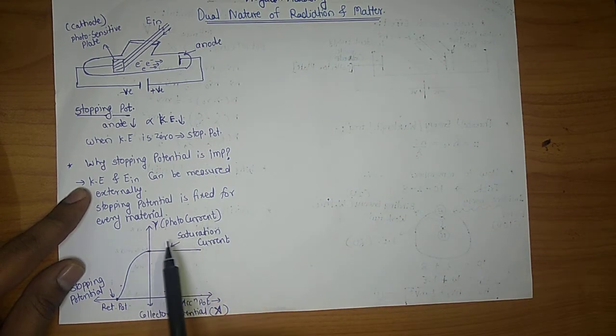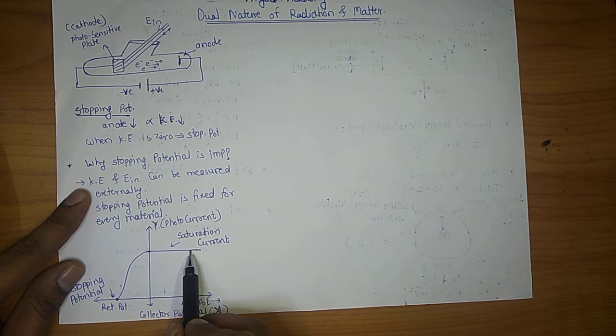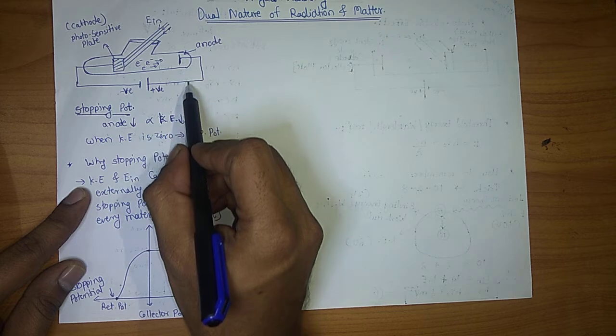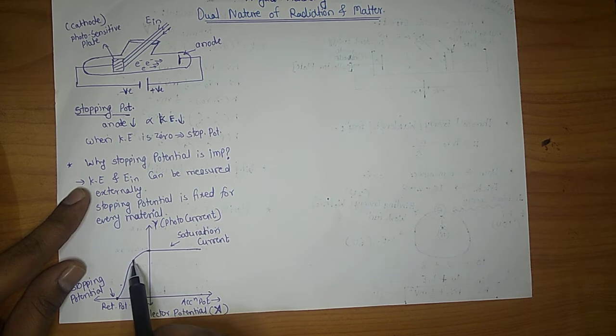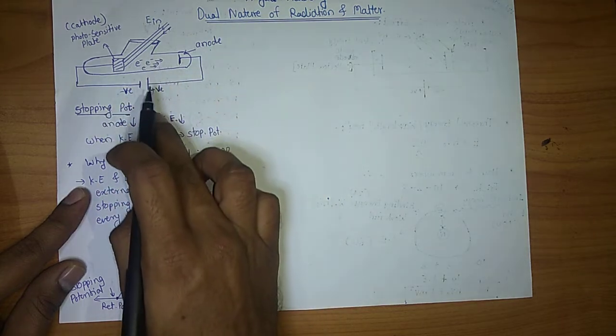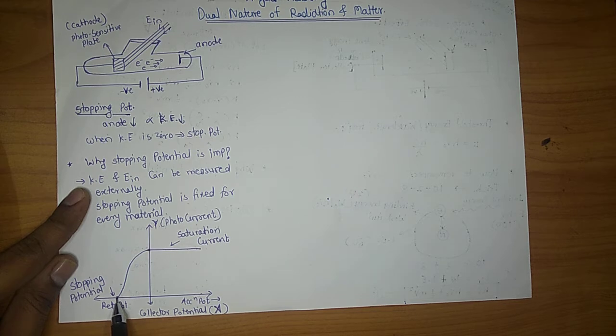Now this graph is a graph of photocurrent versus collector potential. As I said, in the initial condition you are getting a constant current for positive collector potential, but slowly you will try to decrease the potential of the anode, so that your photocurrent will slowly reduce, and if you keep on decreasing this potential, if you go to the negative value, the flow of electrons will fully stop, your kinetic energy will become zero, and that potential is known as stopping potential.